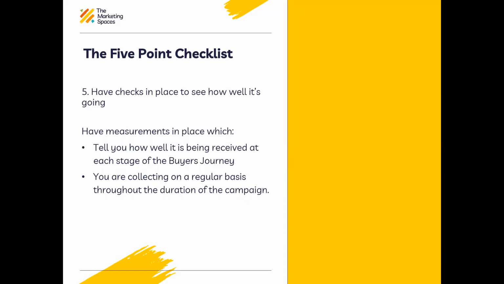Checkpoint 5. Have checks in place to see how well it's going. Now, there's two different types of measurement that you have to have in place. You have to know how well your marketing campaign is being received at each stage of the buyer's journey. And you've also got to collect things on a regular basis. If you aren't measuring, it's like having a blank piece of paper in front of you. What's the point? What's the point in running your campaign if you don't know how successful it is? And again, I am often so shocked by how that is literally a blank space when it comes to checks and measures. Think in your mind, buyer's journey, each stage, how do I know if this is going down well?